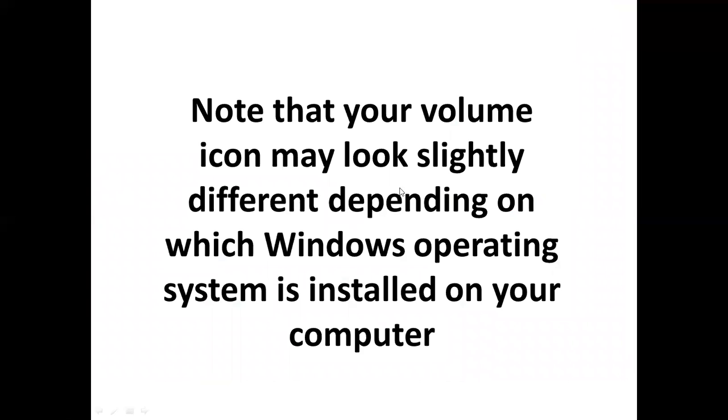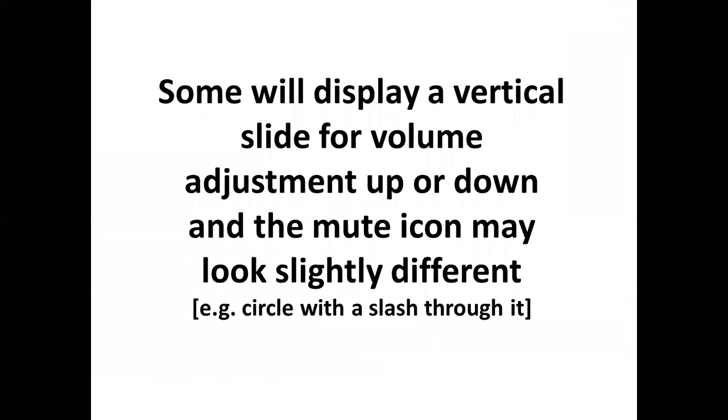And note that your volume icon might look slightly different depending on which Windows operating system is installed on your computer. Some will display a vertical slide for volume adjustment up and down, and the mute icon may look slightly different, such as a circle with a slash through it. And the same thing would go for that. If you want to unmute, you just click on that icon and it should disappear.